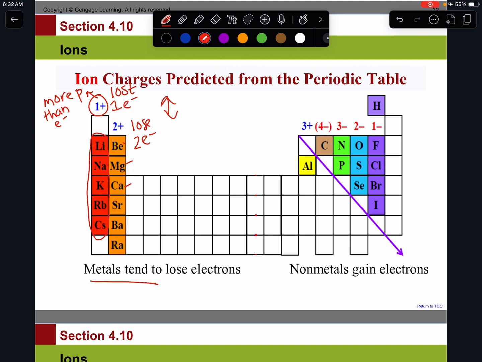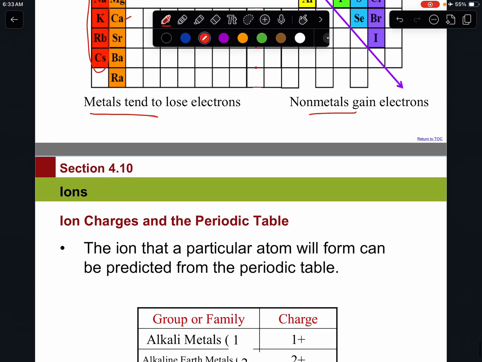So things over here, metals over on this left side, tend to lose electrons. And then on this right side, they are nonmetals, they gain. So everything over here on this right side, when they have a negative charge, they mean they are gaining electrons. So if I were to ask you what charge does nitrogen make, you would say it makes a -3 charge, okay? And we will be using these a ton, so if you're like, oh, I'm a little bit confused, that's okay, all right?